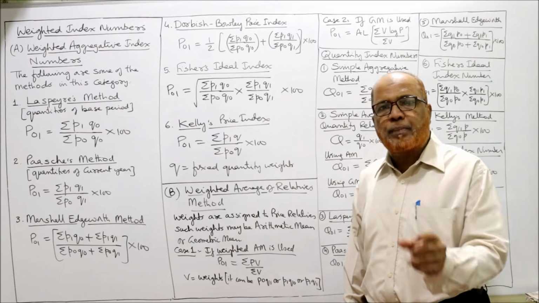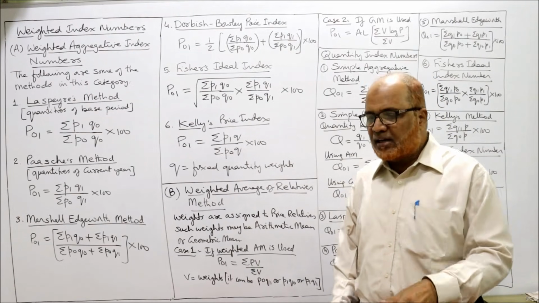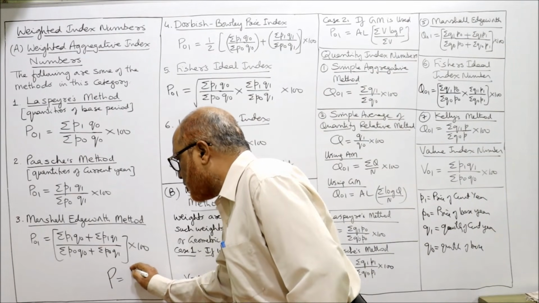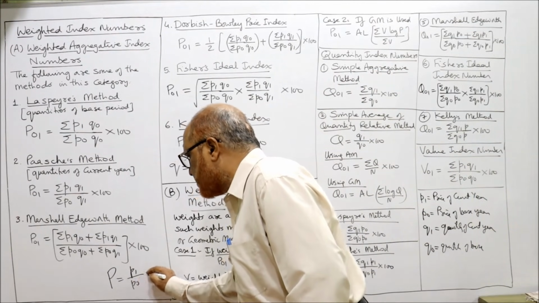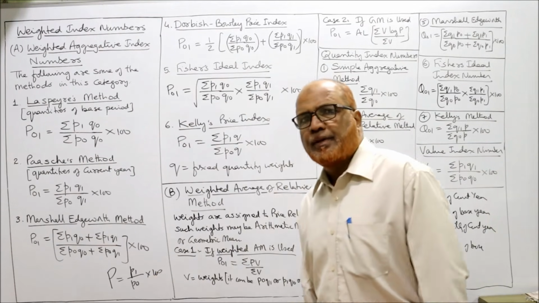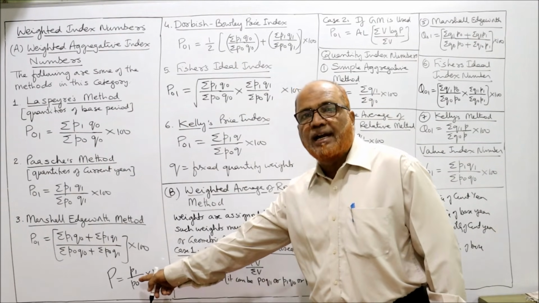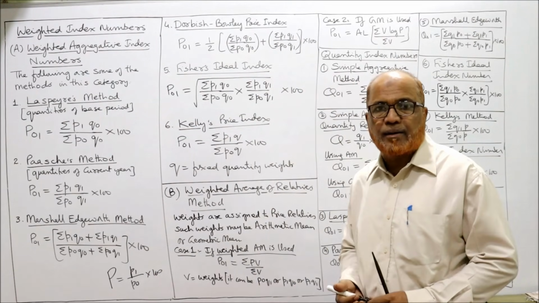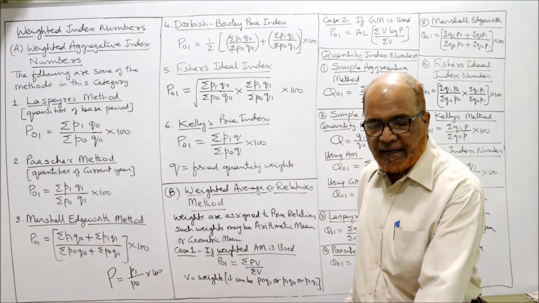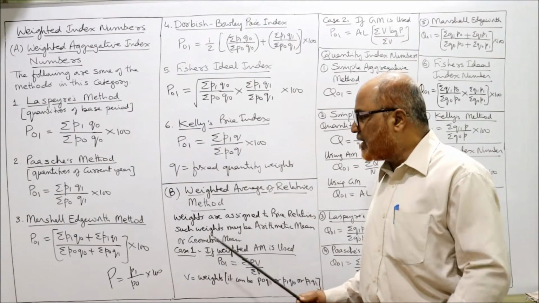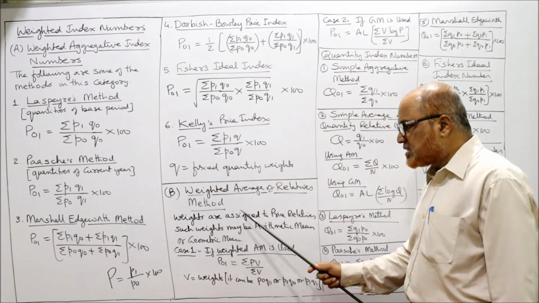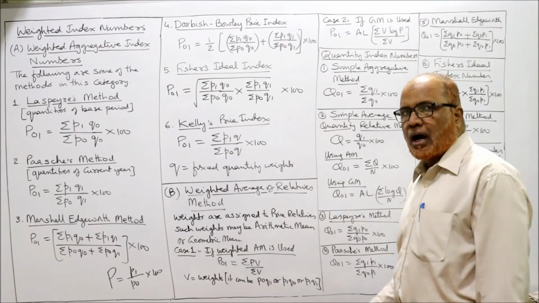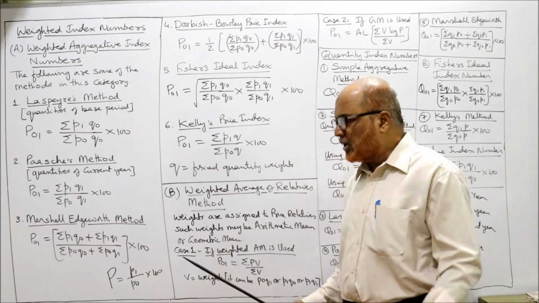So what will we do here? First we find the price relative. The price relative formula we have already discussed: capital P is equal to P1 by P0 into 100 for every item. For every item we calculate the price relative. After finding the price relative, we multiply it with the weight to get the weighted average of price relative method. So weights are assigned to price relatives. Such weights may be arithmetic mean or geometric mean.